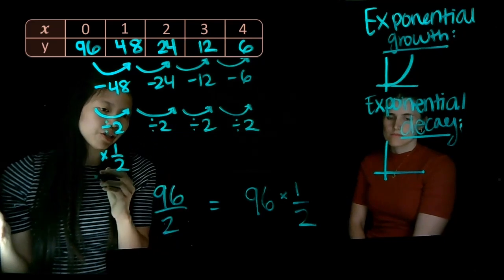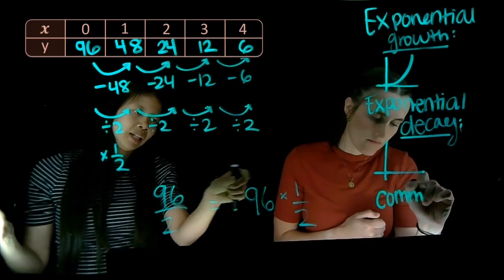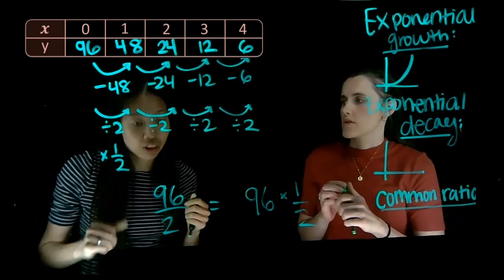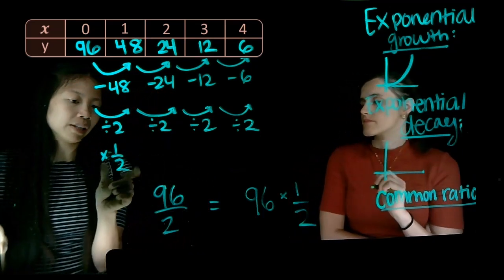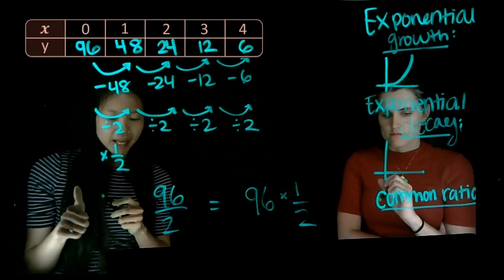So our common ratio is whatever number we are multiplying by to get to the next term. In the last video that Emma showed us, our common ratio was 3 because we were multiplying by 3 every time. In this case, our common ratio is 1/2 because we are dividing by 2 every time, or we're multiplying by a half every time.